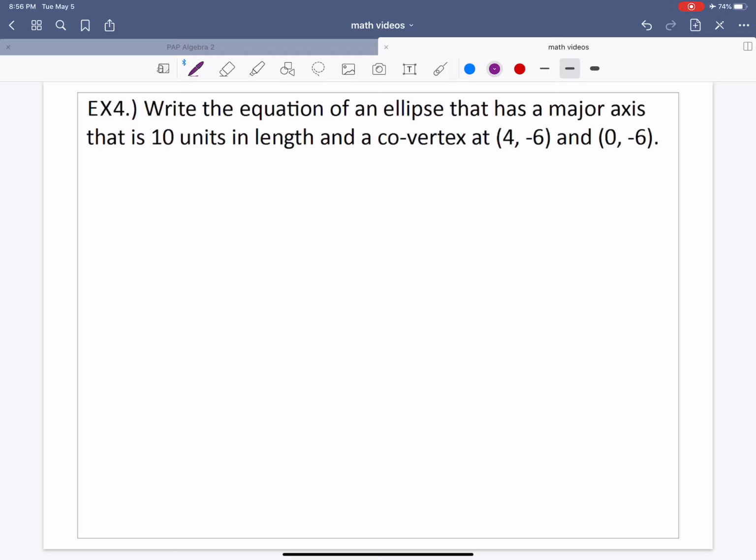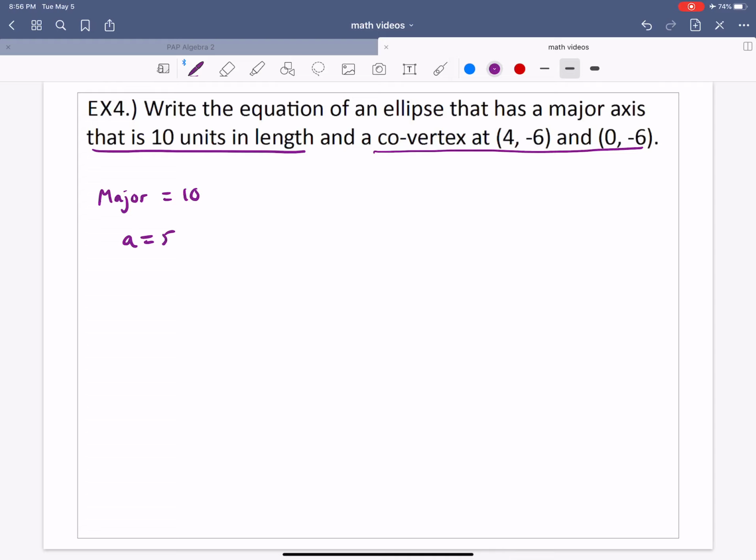Write the equation of an ellipse that has a major axis that is 10 units in length, and a co-vertex at 4, -6 and 0, -6. All right, so number one, the major axis being 10 units tells me that a is 5. Remember that the major axis is 2a, so we know that the a value has to be 5.